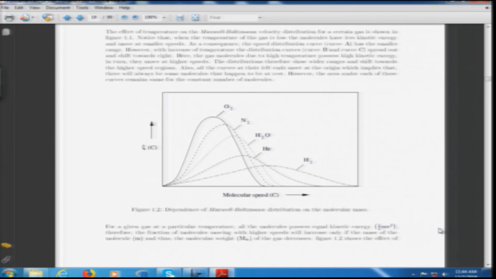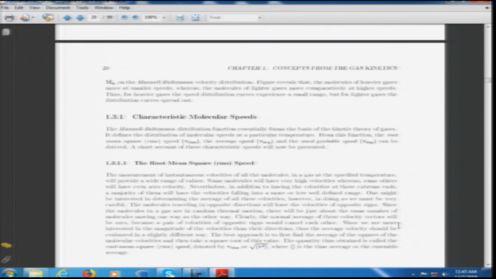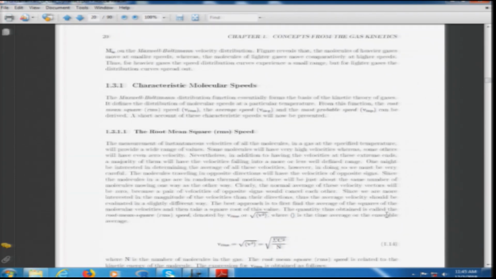Now, using this distribution function, the Maxwell-Boltzmann distribution, we can see how to derive the molecular speeds. In kinetic theory of gases, there are three important molecular speeds which we talk about.